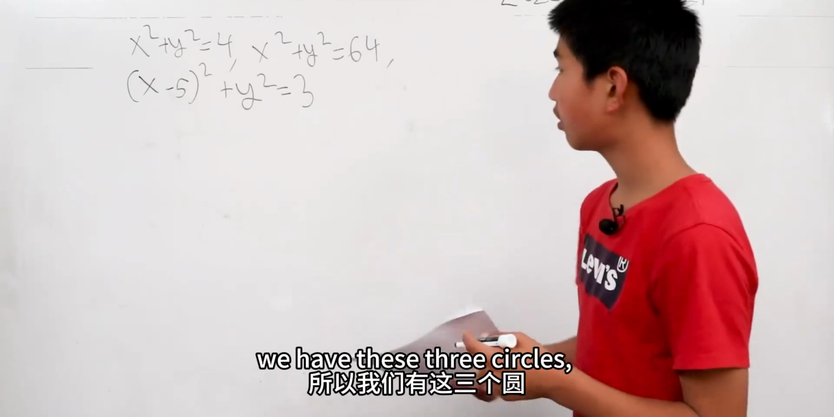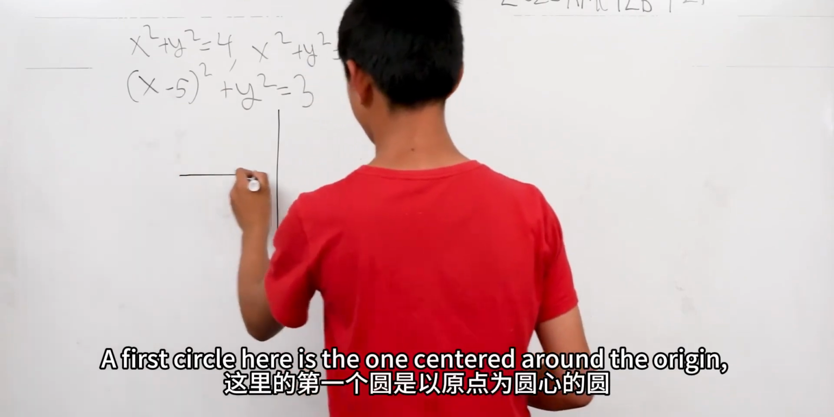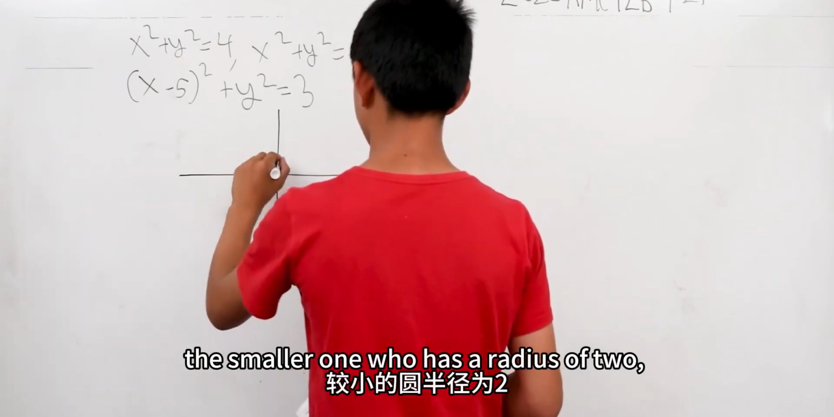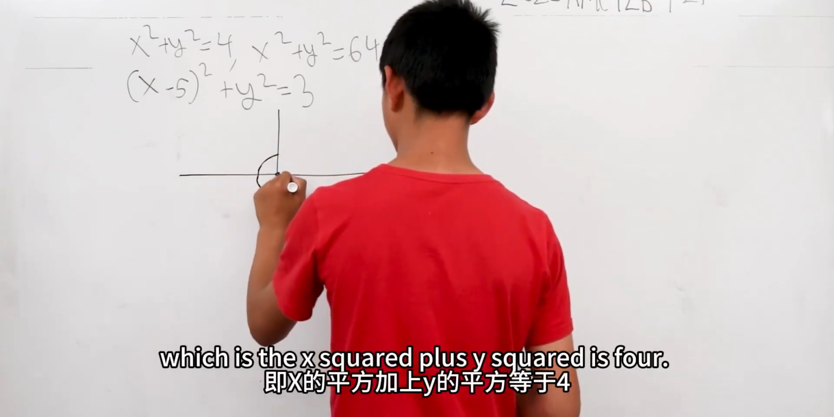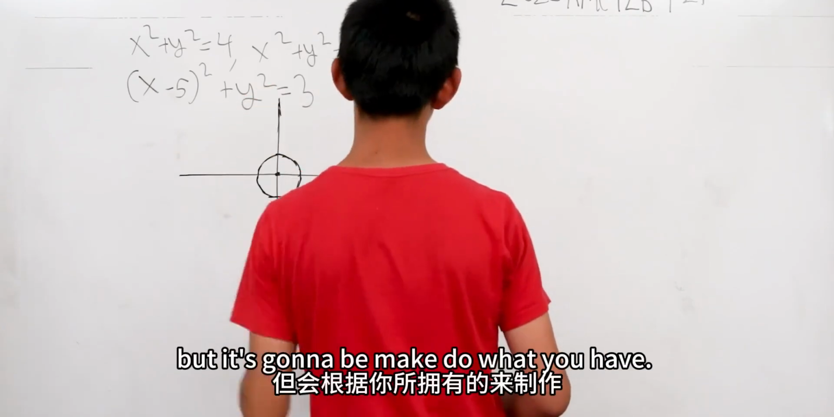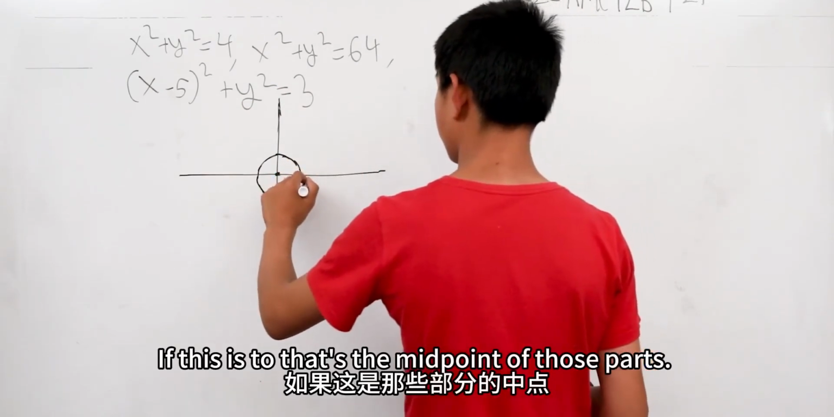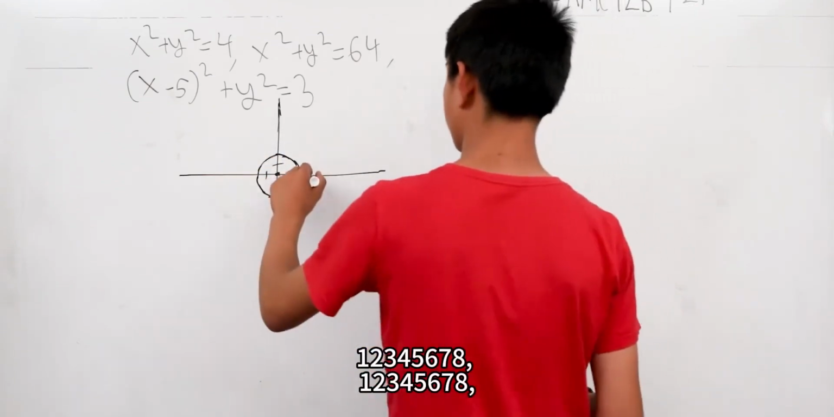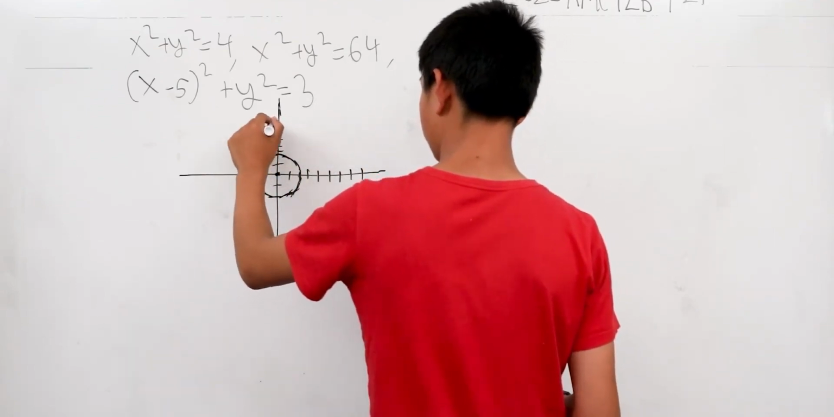So we have these three circles and we can roughly draw them. Our first circle here is the one centered around the origin, the smaller one, which has a radius of 2, which is x squared plus y squared is 4. It looks about like this. This is not going to be drawn to scale, but we'll make do with what we have. So if this is 2, that's the midpoints of those parts. 1, 2, 3, 4, 5, 6, 7, 8.